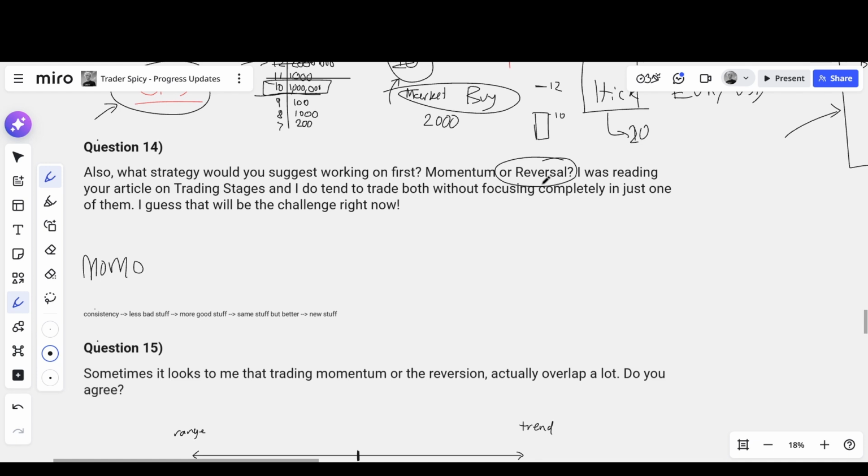Okay, what about when do we add mean reversion to the toolbox? Like, when do we start trading both? So start with momentum, get at least 30 trades completed. Then after you finish 30 trades, do at least one review of those 30 trades.